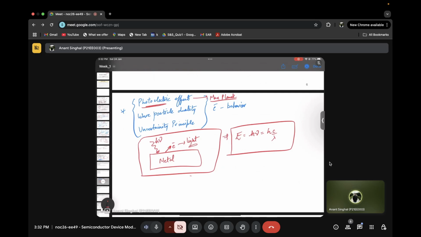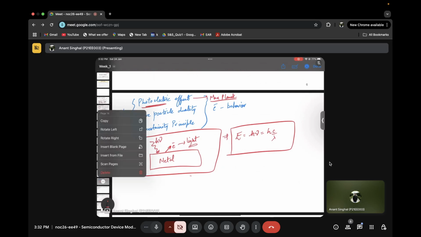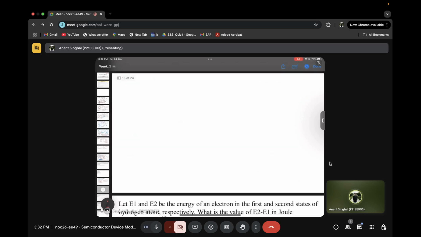Then the second principle that we have is the wave particle duality principle. What does it say? It says that an electron can act both as a particle as well as a wave. A particle can have kinetic energy, potential energy, etc., and a wave can have a wavelength, frequency, etc. So how can both of these happen?